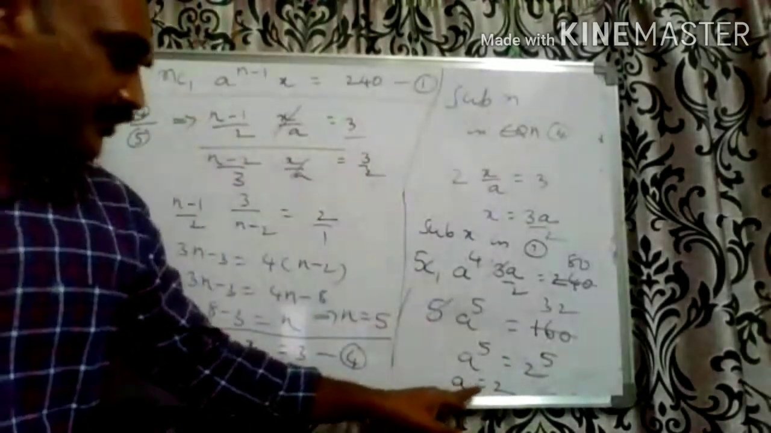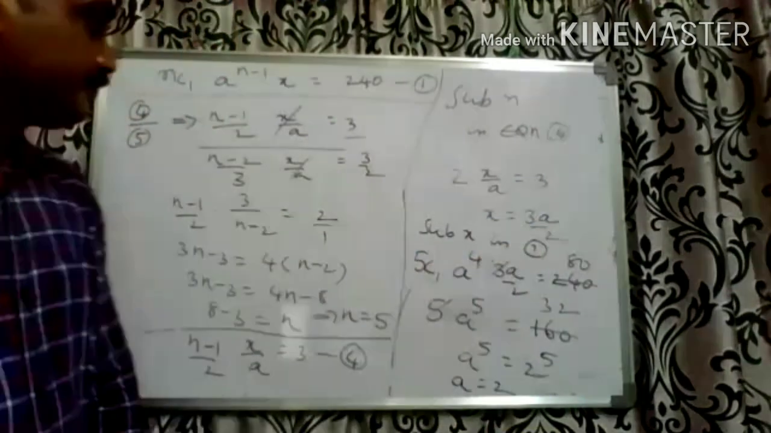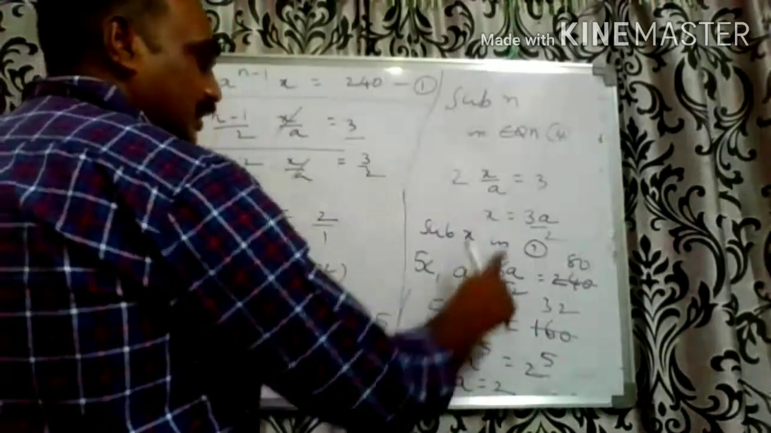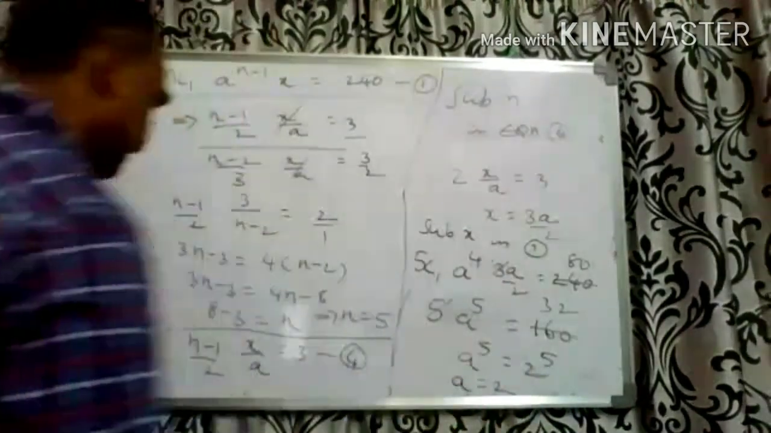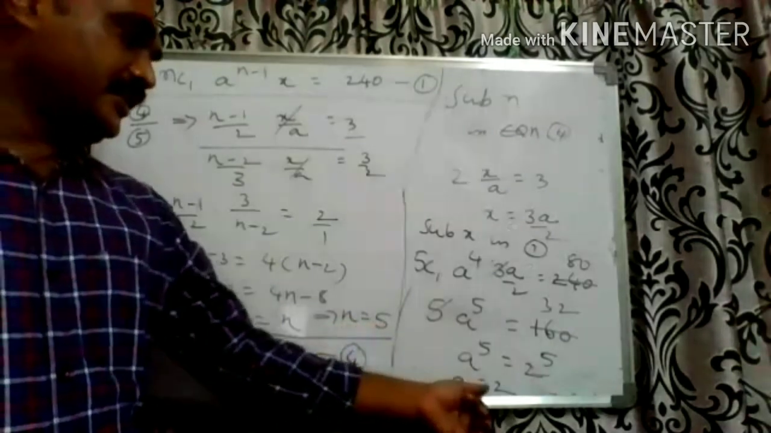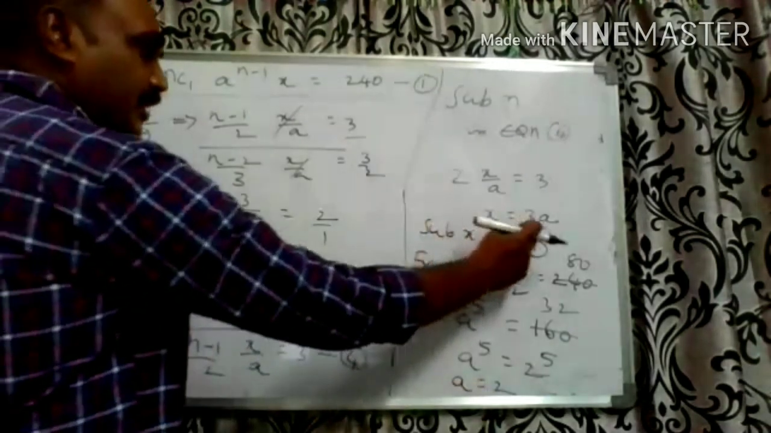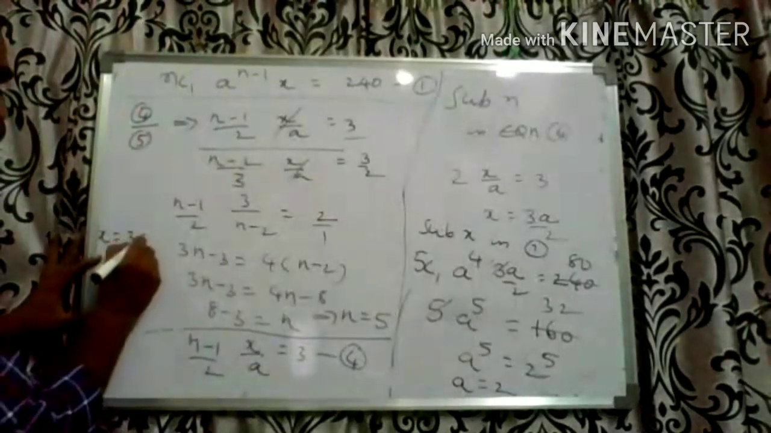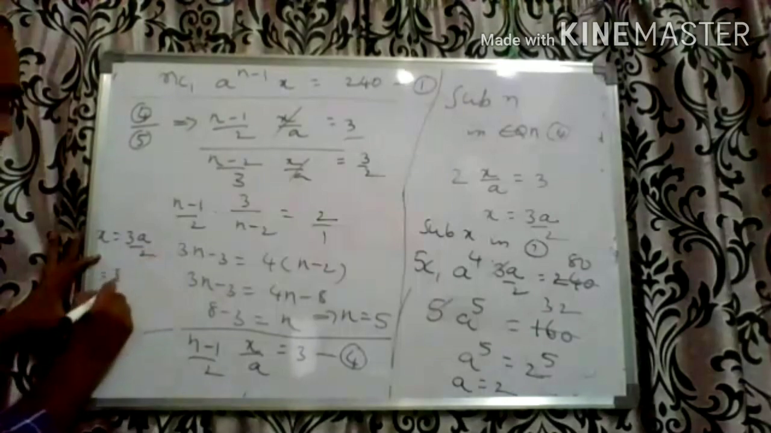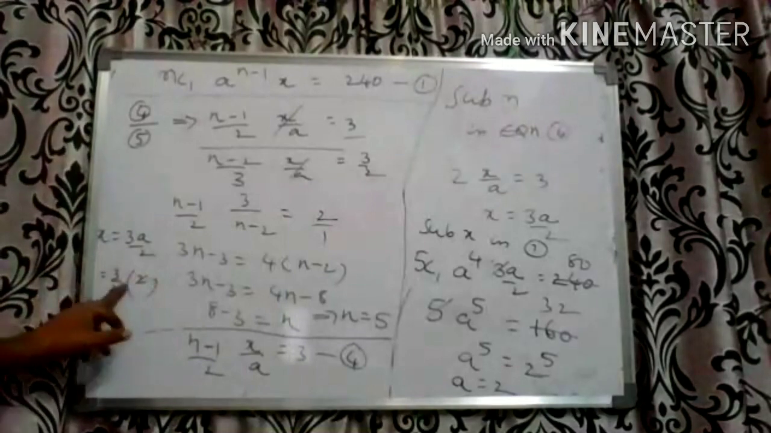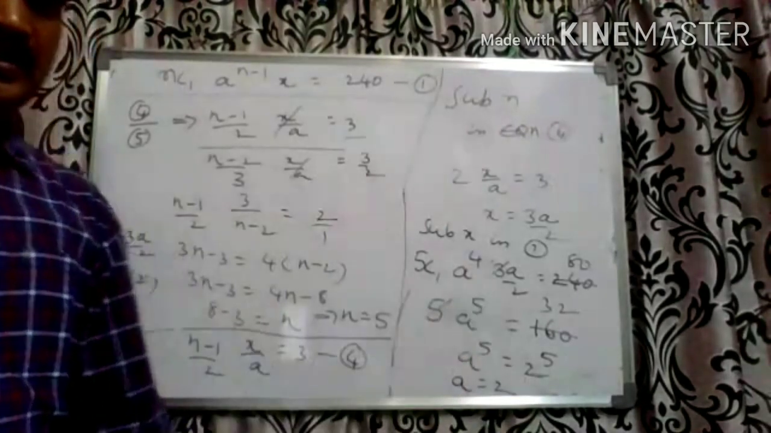Substitute a is equal to 2 in x is equal to 3a by 2. x is equal to 3 by 2 into a, which is 2. So 2 gets cancelled, x is equal to 3. x is equal to 3, n is equal to 5, a is equal to 2.